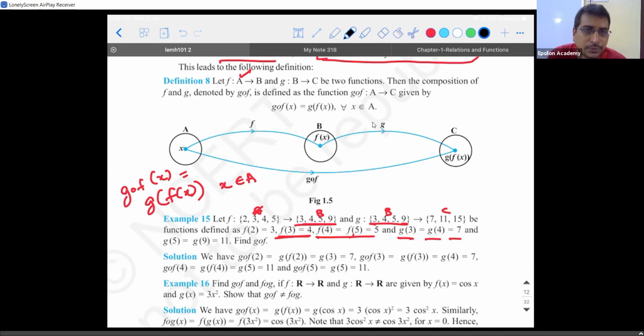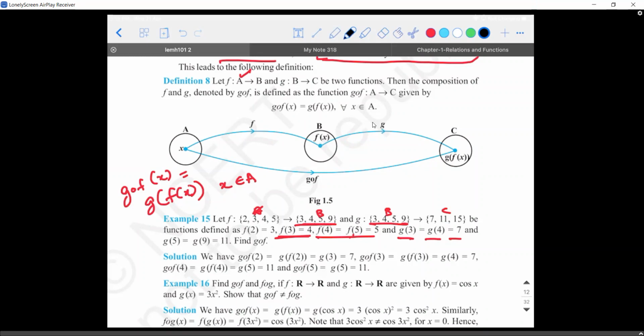For composition of functions, how many functions do you need? You need two, right? If I have two functions named f and g, then the function f should be mapped from set A to set B. When can you define this composition? The codomain of the function f should be the domain of the function g. Correct? g is mapped from B to C.